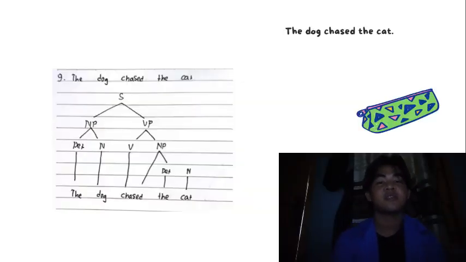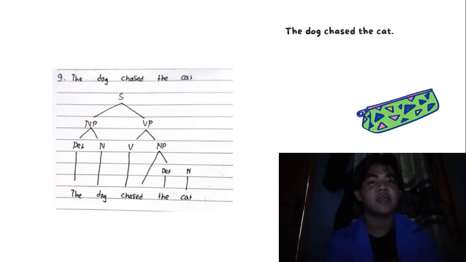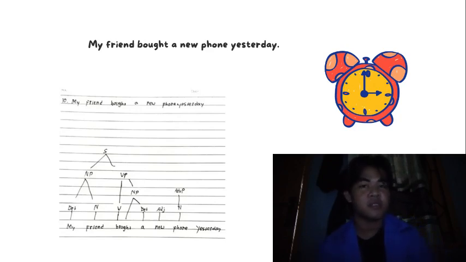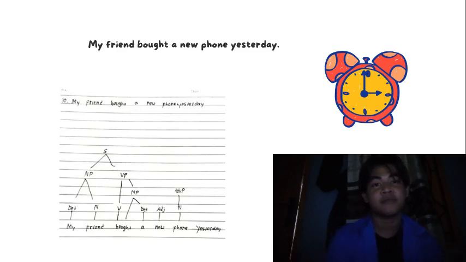In this sentence, the subject is the dog, the verb is chased, and the object is the cat. This sentence is also a simple subject verb object pattern. In this sentence, the subject is my friend, the verb is bought, the object is the noun phrase, a new phone. The adverb yesterday tells us when the action happened.